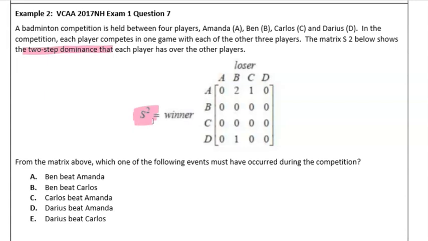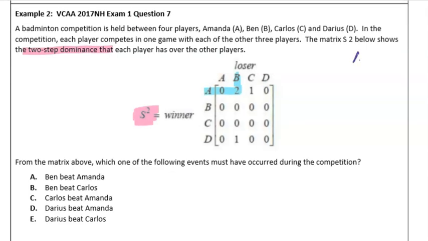From the matrix above, which one of the following events must have occurred during the competition? So did Ben beat Amanda? Did Ben beat Carlos? Did Carlos beat Amanda? Did Darius beat Amanda? Or did Darius beat Carlos? And so what we want to think about, if I look at the 2-step dominances here, if I just look at Amanda, Amanda has 2 2-step dominances over Ben.